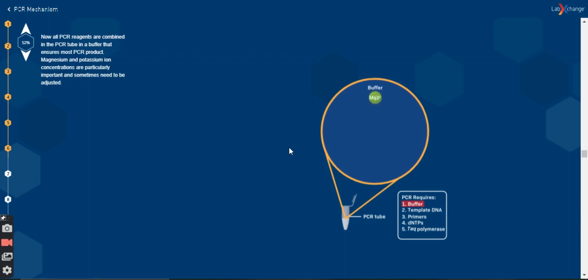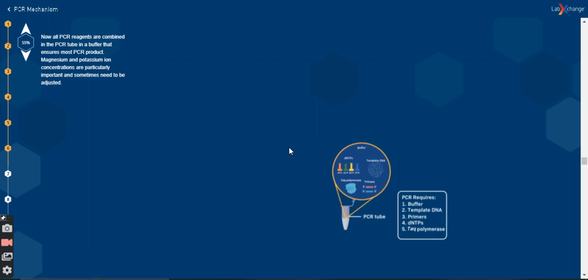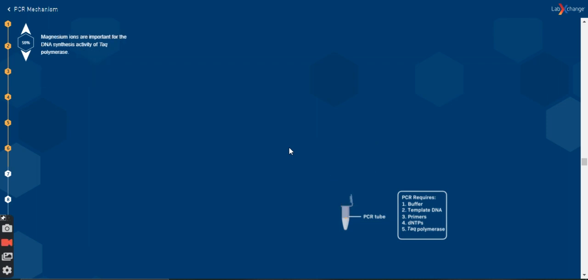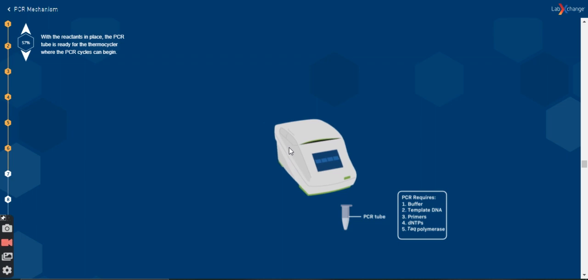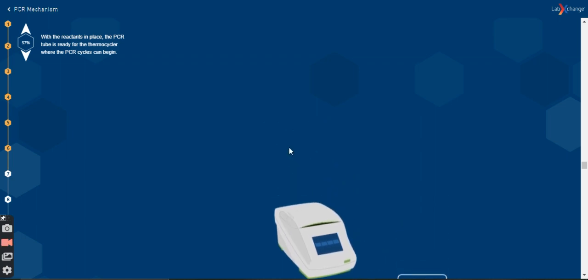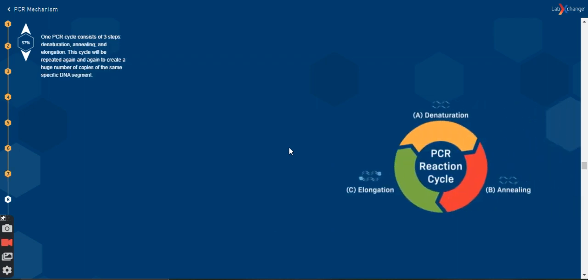Now all PCR reagents are combined in the PCR tube in a buffer that ensures the most PCR product. Magnesium and potassium ion concentration are particularly important and sometimes need to be adjusted. With the reactants in place, the PCR tube is ready for the thermocycler where the PCR cycles can begin.